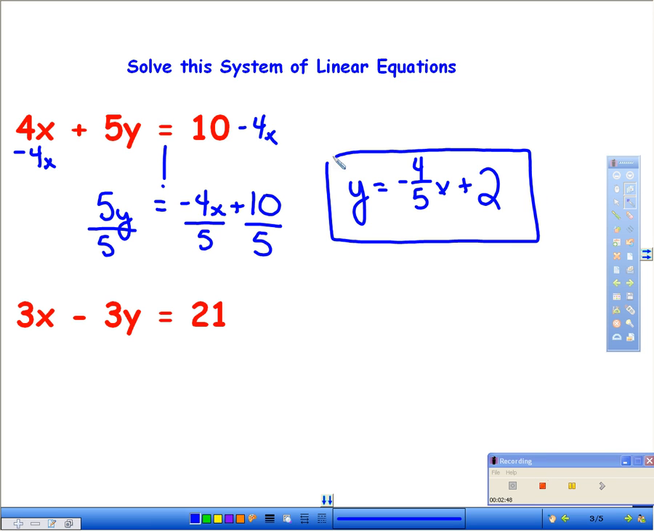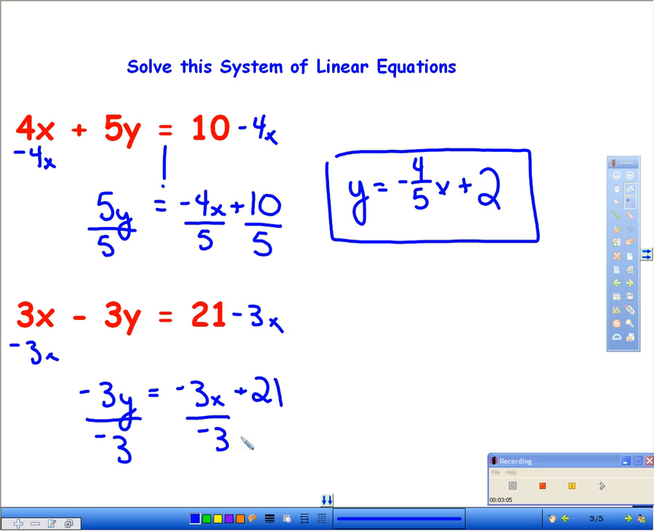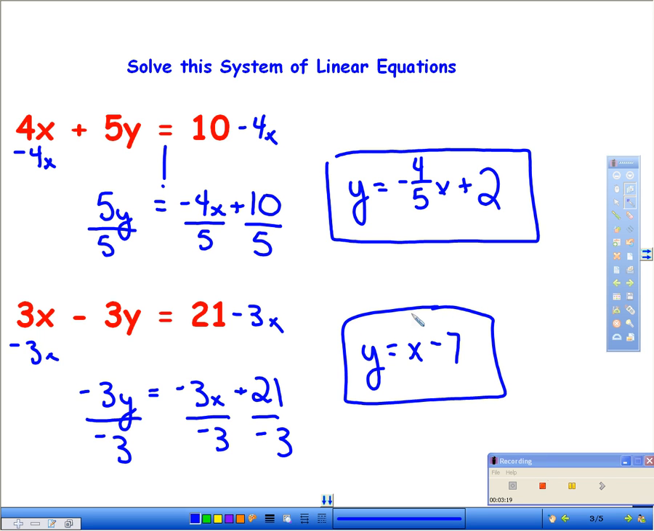Now I'm going to have to do it over here. Subtract 3x from both sides. I end up with negative 3y equals negative 3x plus 21. Divide everything by negative 3, and I end up with y equals 1x, or just x, minus 7. So here's my two lines. I'm now going to graph those two and see at which point they meet up.